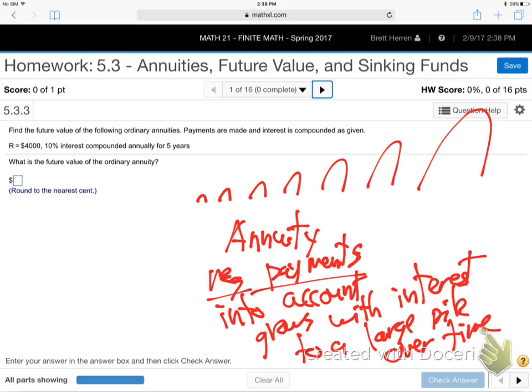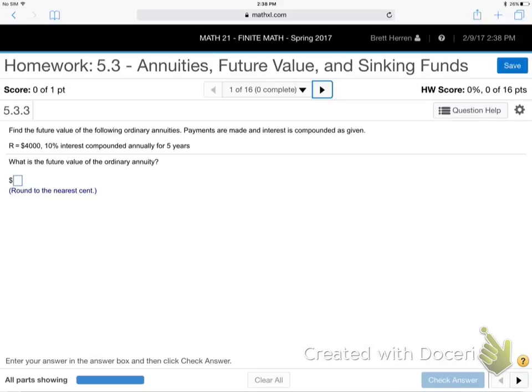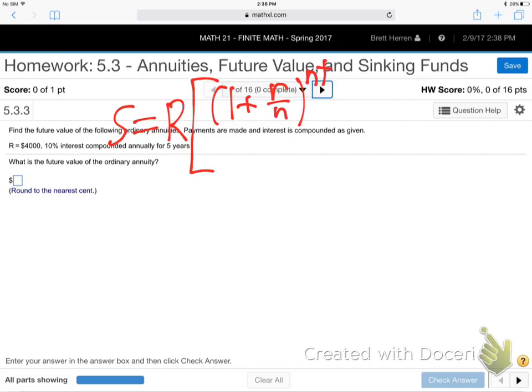So we've got a big old formula. Let me give you the big old formula for it. It is S equals R, open bracket, 1 plus R over N, to the NT, minus 1, close bracket, over R over N. It's kind of a big messy formula.